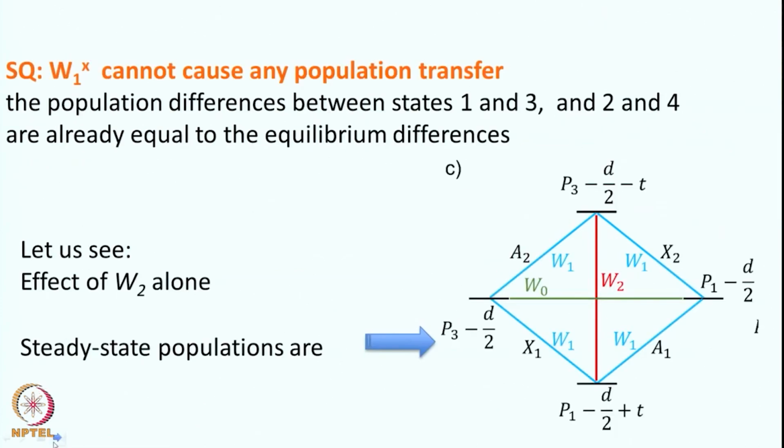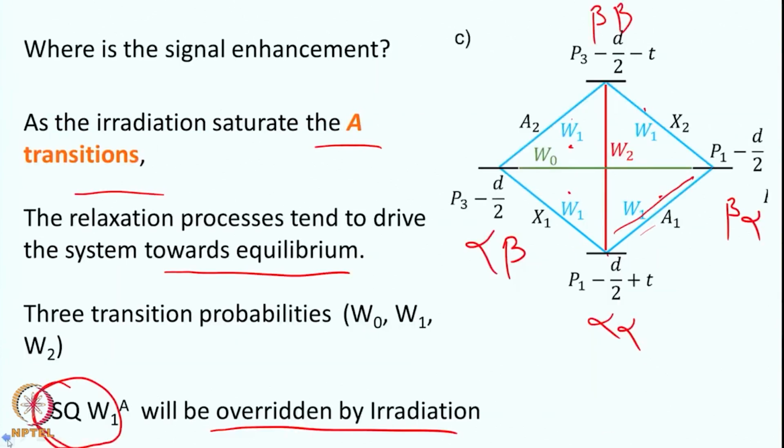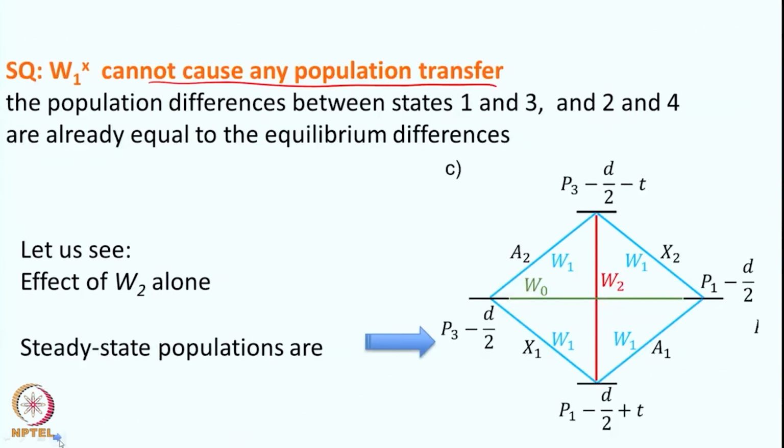Now, what is happening to the X state? A single quantum transition for the X spin cannot cause any population transfer. Why? Because we have irradiated a single quantum transition. If you look at the X spin, here it is d by 2 and d by 2, so the difference is d here and here. From each of them it is d, and that is why the total is 2d. So that is not causing much population difference between states 1 and 3 and 2 and 4. They are actually already at equilibrium difference.